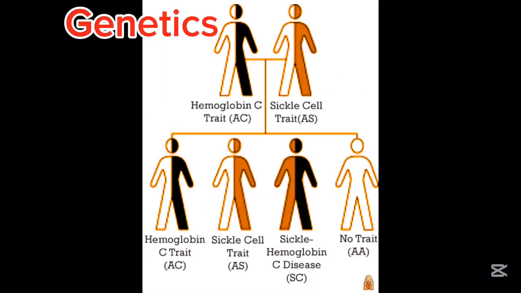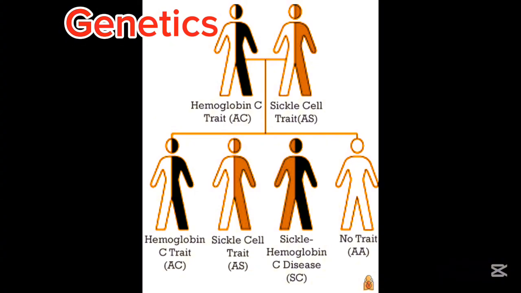So coming to the genetics, this is an autosomal recessive inheritance pattern, which means that a person must inherit 2 copies of the sickle gene, HbSS, one from each parent, to have the disease. Inheriting one sickle gene and one normal gene, HbAS, results in sickle cell trait, and these people usually are carriers and they are mostly asymptomatic.